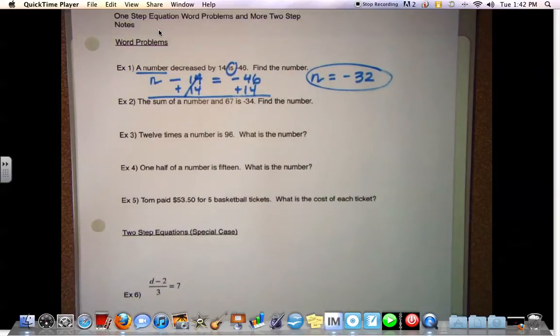Are they going to be really long ones? They're going to look just like this. Nothing more. All right, so example 2.